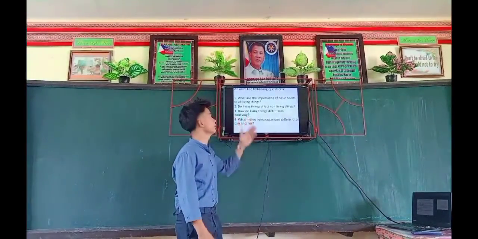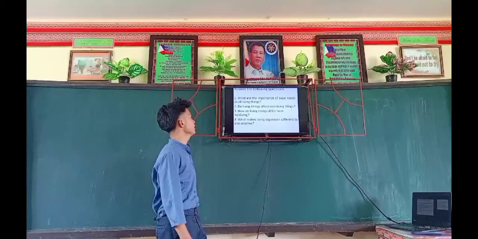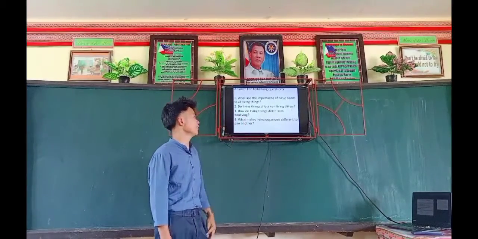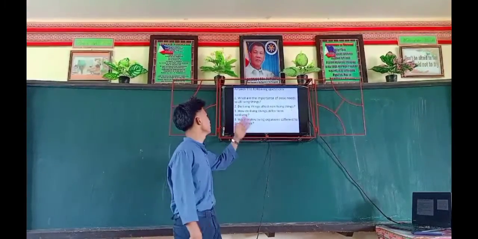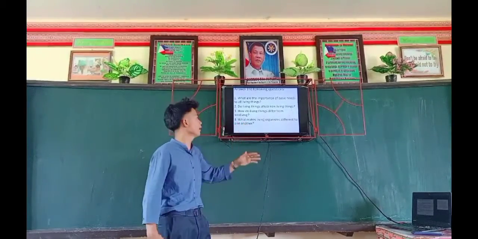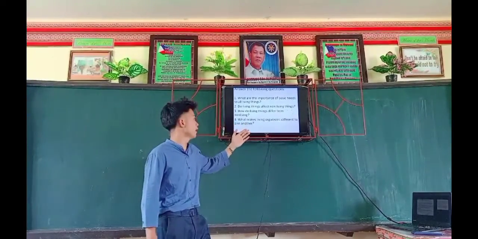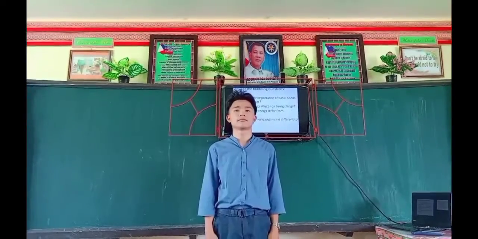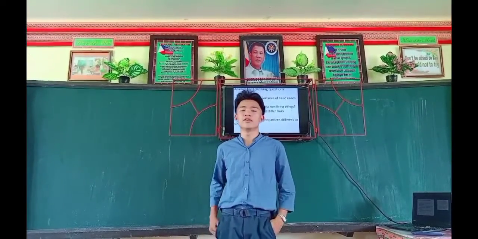Number 1. What are the importance of basic needs to all living things? Number 2. Do living things affect non-living things? Number 3. How do living things differ from non-living? And lastly, number 4. What makes living organisms different to one another? Okay, very good. All of you got the correct answer.